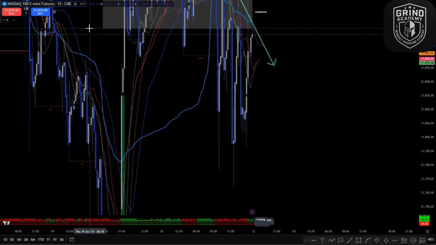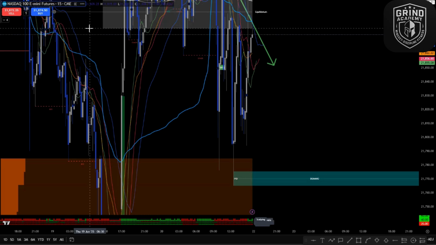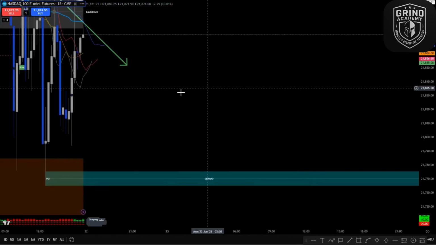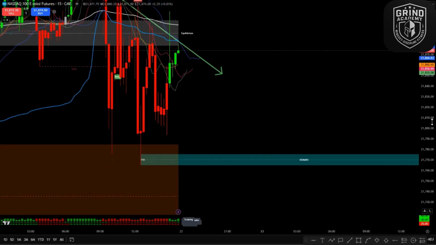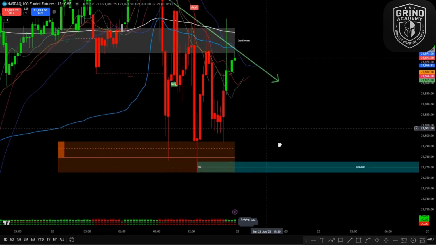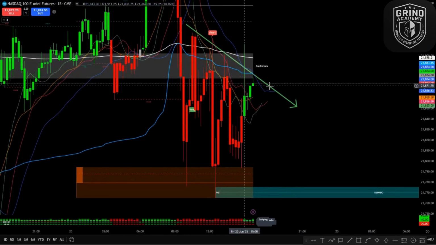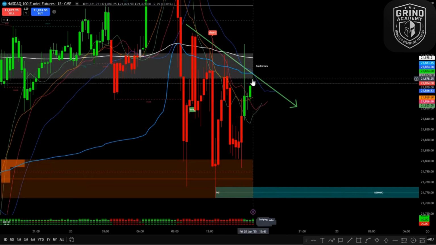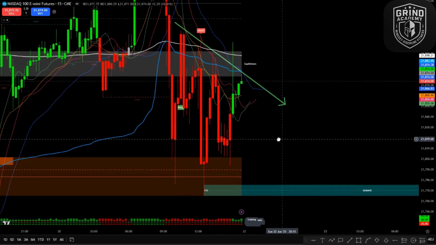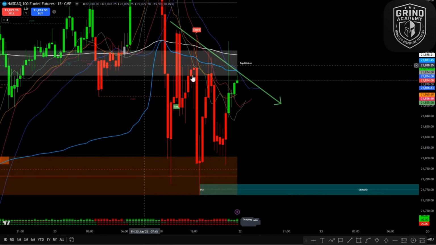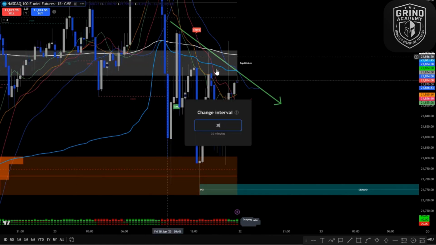Then I jump over to the 15 minute chart, and I'm seeing rejection. Rejection I'm seeing at around 21,878. And we had rejection before along this area.